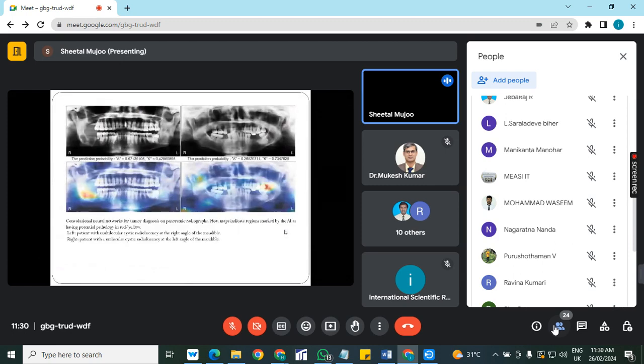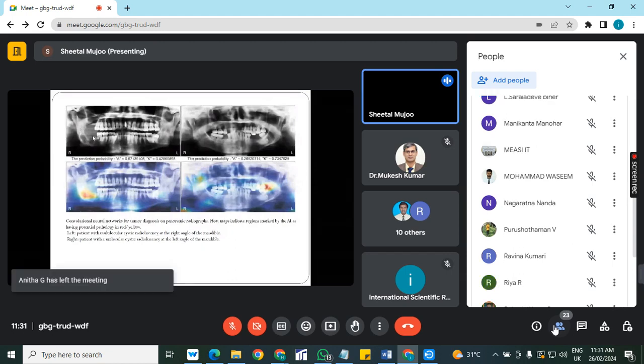You can see this image. If you see the upper one, these are the normal radiographs. Here you can see the radiograph where there is a lesion. If you see this radiograph on the right side, you have a lesion in the right angle of the mandible. You can see it's a multilocular radiolucency. And in AI they have clearly marked and highlighted it.